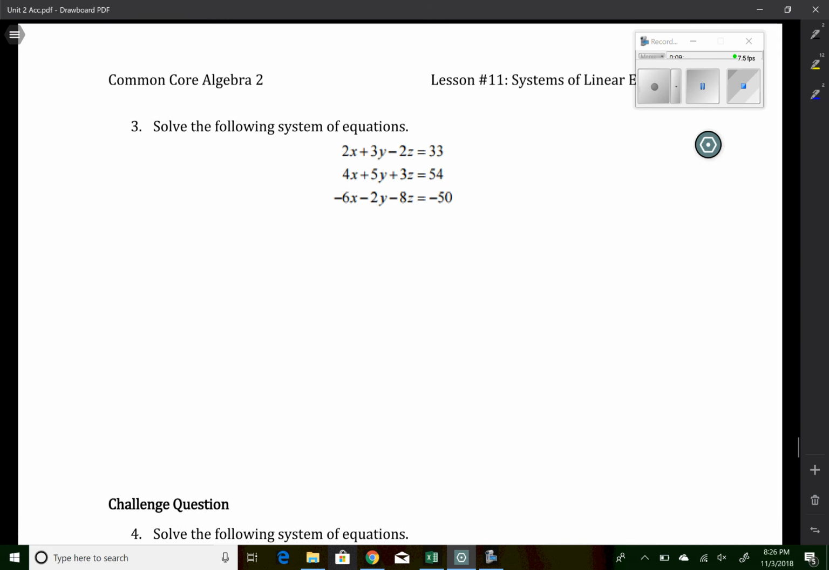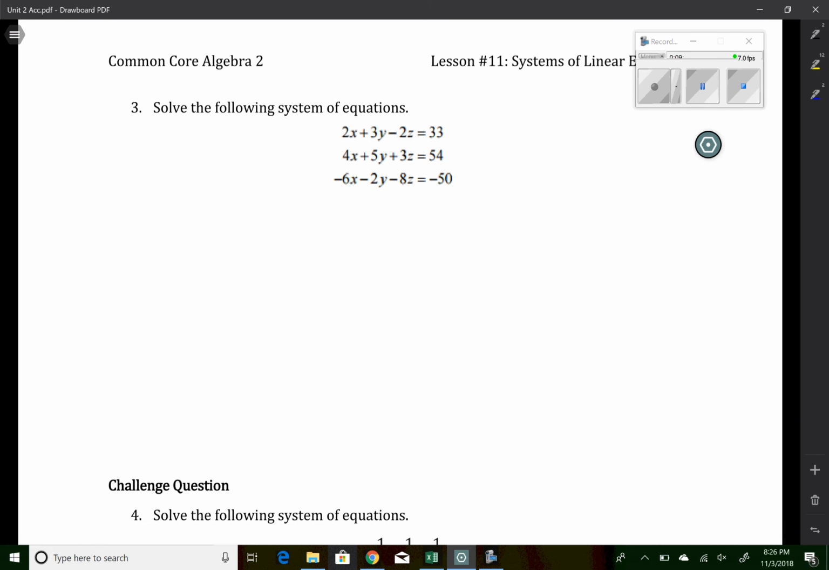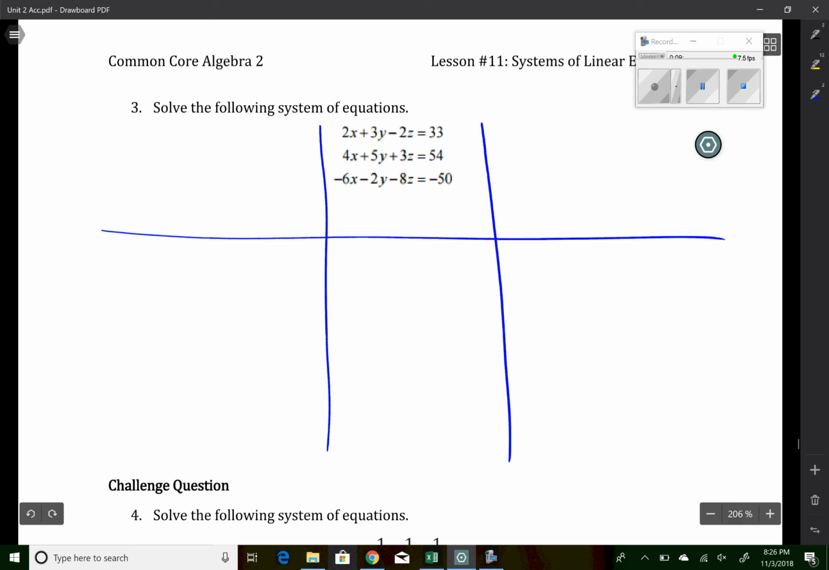Two more. So the next one, we have to think a little bit more here about what to multiply. Or really, essentially, you're trying to figure out what variable do I want to try and eliminate. All right, there's always an easy one and challenging ones. So if I look at the z's, I have 2, 3, and 8. Nothing really that I like there.